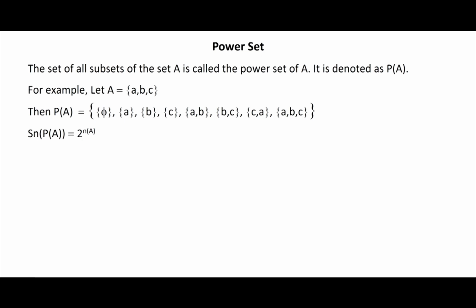In the example, there are 3 elements a, b, and c. So the number of elements in the power set is equal to 2 power 3, that is 8 elements. Two sets A and B are said to be equal if they contain exactly the same elements. This is denoted by writing A is equal to B. Otherwise, the sets are said to be unequal and we write A not equal to B.